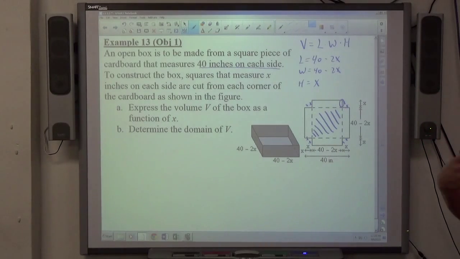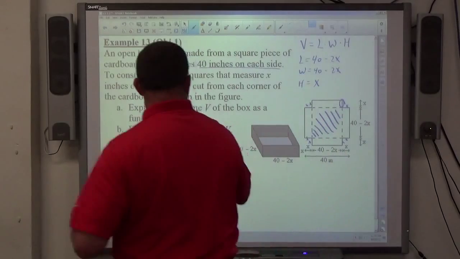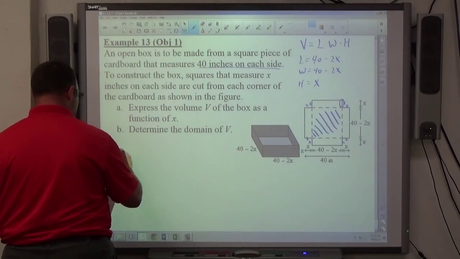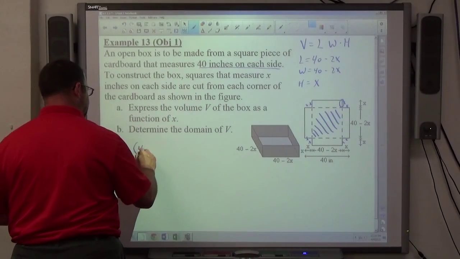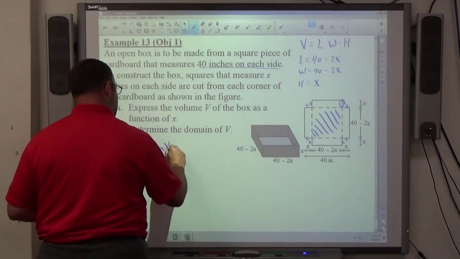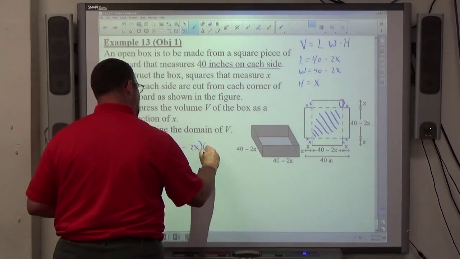So again, if I'm trying to find the volume of a rectangular box, that's how I do it. Find length, width, and height. Volume is simply the product of those 3 things as a function of X. So V of X equals length times width times height.